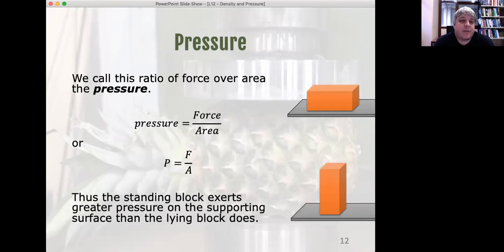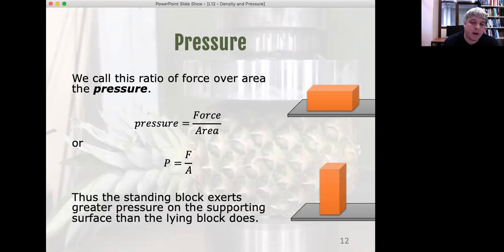So this ratio of force over area is quite important, and therefore we've come up with its own name and terminology for it, and that is pressure. Pressure is just the ratio of force over area. So how much force is being applied per unit area? P equals F over A. The symbol for pressure is capital P. That's that P there. P equals F over A. So the block standing up will exert greater pressure on the shelf than the block lying down, and vice versa.